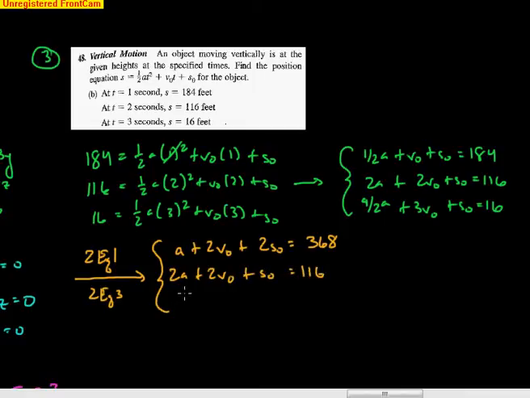And now the bottom equation times by 2. 9a plus 6v sub 0 plus 2s sub 0 equals, and that's a 32. Okay? And again, just double checking to make sure I didn't make a mistake. I don't think I did, so life's good.